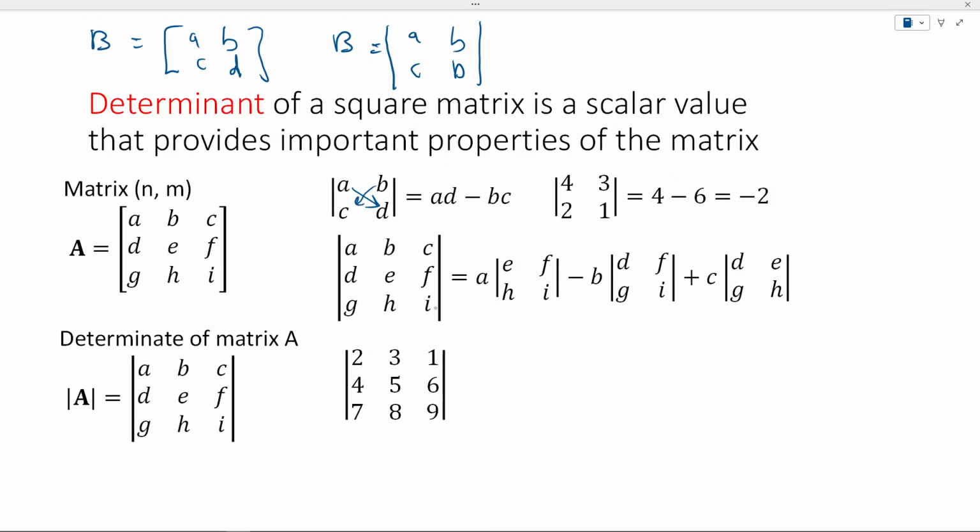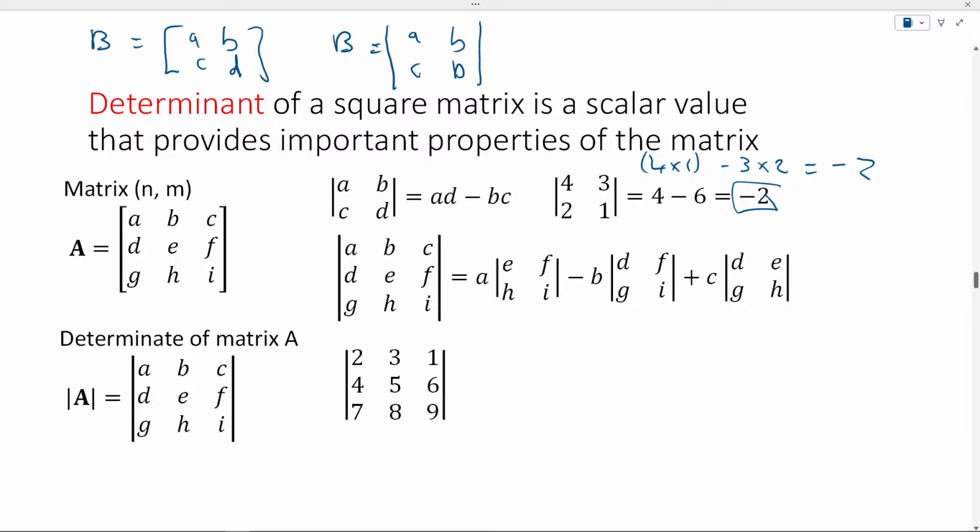So let me delete this here. What is the determinant of this? That would be 4 times 1 minus 3 times 2. So 4 times 1 is 4, and 3 times 2 is minus 6. So the determinant of this would be negative 2. That's the determinant of a 2D matrix.